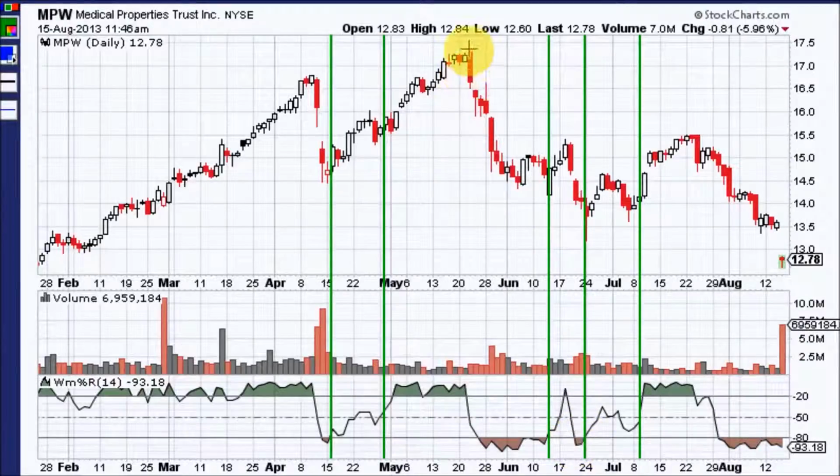Right here, the stock falls hard. It becomes very oversold for about a month. It finally breaks out above -80 and does a nice little pop. That was basically an oversold rally.